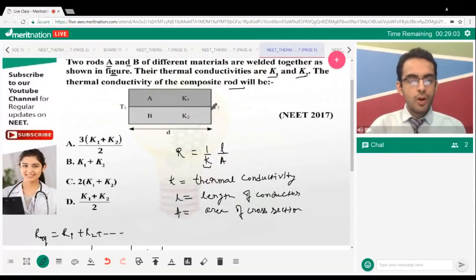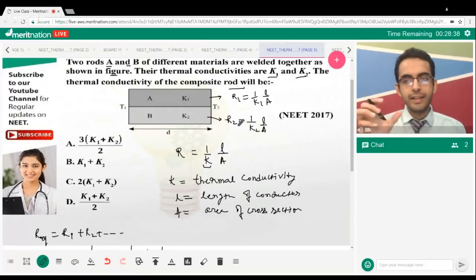So for rod 1, for rod A, we can say R1 is equal to what? Let's say L is the length. So R1 is equal to 1 by K1 into L by A. Similarly, for the second rod, R2 is equal to 1 by K2 into L by A, because both of them have the same length and same area of cross section.